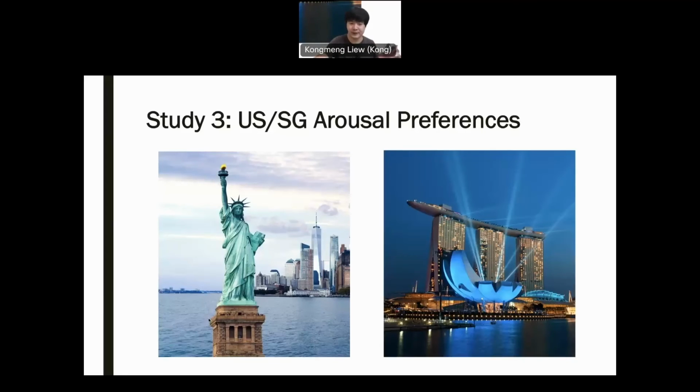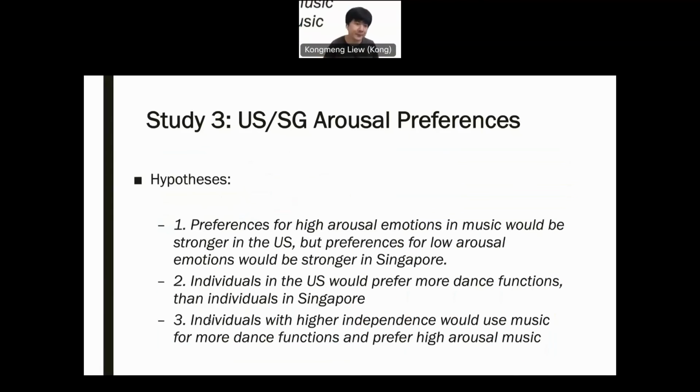The US being a very independent country and Singapore being an interdependent collectivistic country. So we had a similar hypothesis. We hypothesized that high arousal emotions will be stronger in the US, but low arousal emotions will be stronger in Singapore. This is for music, by the way. And then we hypothesized that individuals in the US would prefer music to dance to because danceability is about dancing, and then individuals in Singapore.